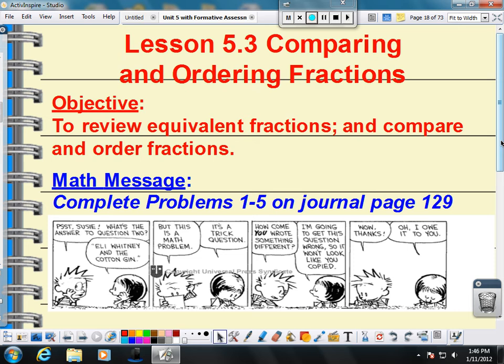5.3, comparing and ordering fractions, take 3. We are going to look at reviewing equivalent fractions, and we are going to talk about comparing and ordering fractions. In other words, putting them from lowest order to highest order, or highest to lowest.